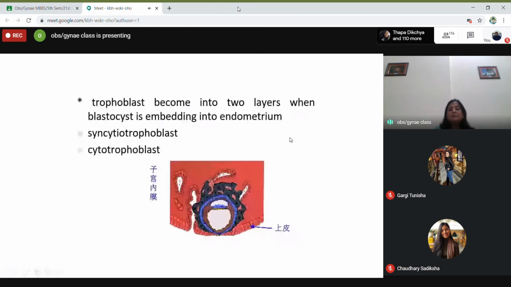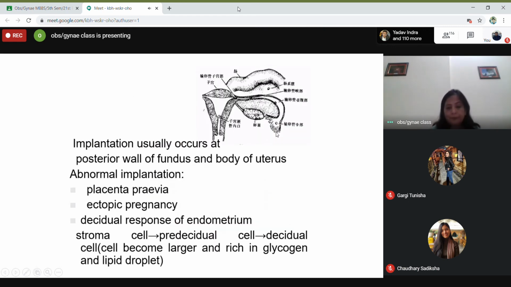So the trophoblast becomes 2 layers. Now this trophoblast, which is covering the blastocyst, becomes 2 layers. The inner one is the syncytiotrophoblast, and the outer one becomes the cytotrophoblast.